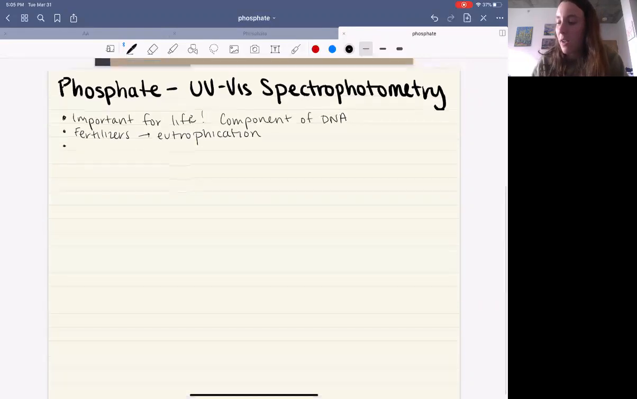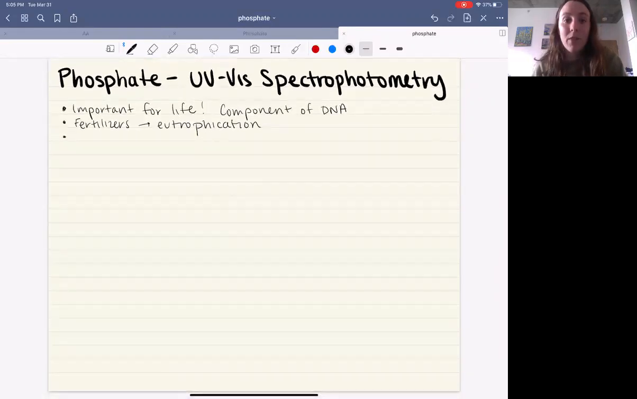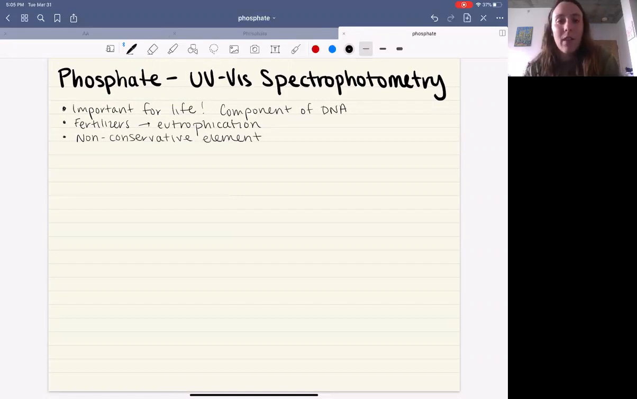And one other note is related to the idea that phosphate is important for life, that makes this a non-conservative element in the ocean. All of the elements we have analyzed in seawater so far have been conservative elements, meaning their concentrations are roughly the same all the way through the depths of the ocean. But now phosphate has varying concentrations at different depths because all the sea life is using it, especially at the top of the ocean.